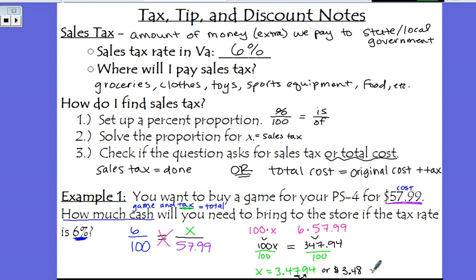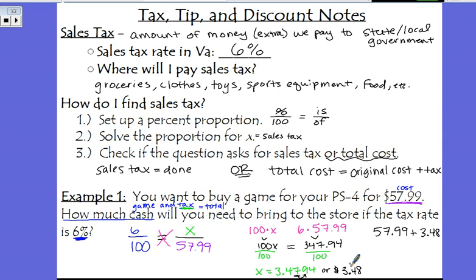Now, because the question did not ask for tax, it asked for how much cash I'm bringing to the store, I know I need to bring the amount of cash to cover the game, and I also need to bring cash to cover tax. So to figure out how much that is total, I've got to take the $57.99 and show that I'm adding the tax, $3.48. So make sure you write down what you're adding so I know how you jumped from the tax to the total cost.